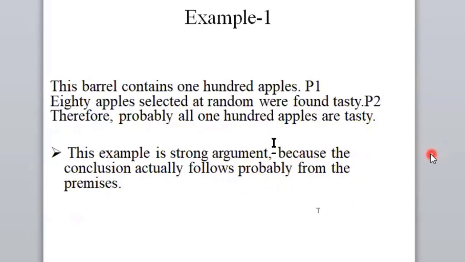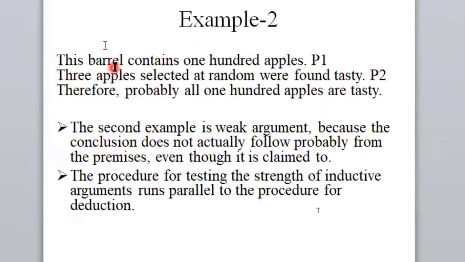You can understand this when you look at the second example and the difference in the samples, the number of apples that we select randomly. Look at the second example in order to understand the first. The barrel contains 100 apples, but here we select 3 randomly. You see the difference in the probability of selecting 3 apples from hundreds of apples and selecting 8 apples. Which one is more probably true? I think you guess selecting 8 apples is more important in order to conclude that probably the other 92 apples are tasty. See the difference? The number matters. So this is a weak argument.